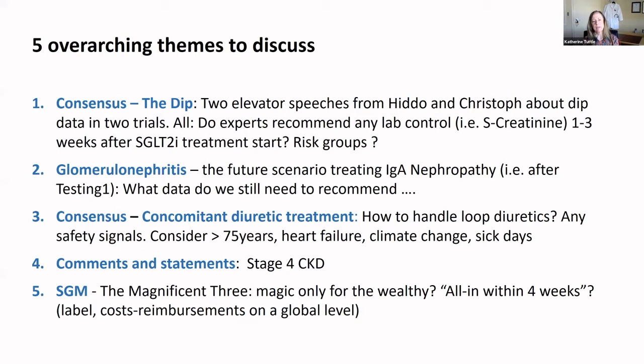And even as recently as December 31st, 2020, we only have 4% of patients on SGLT2 inhibitors and about 3% on GLP-1 receptor agonists and just 1% on MRAs.